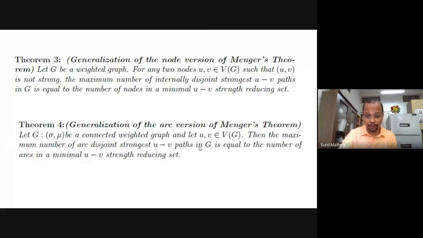is very important in flows. Actually, I have made an application of this in human trafficking. You may search on the internet to see where we have applied these types of things. That's equal to the number of nodes in a minimal UV strength reducing set. And the arc version says, if G is a connected weighted graph, then the maximum number of arc disjoint strongest paths in G is equal to the number of arcs in a minimal UV strength reducing set.